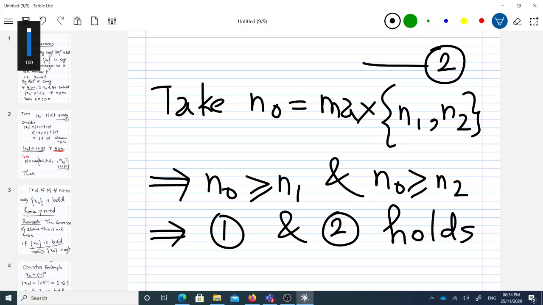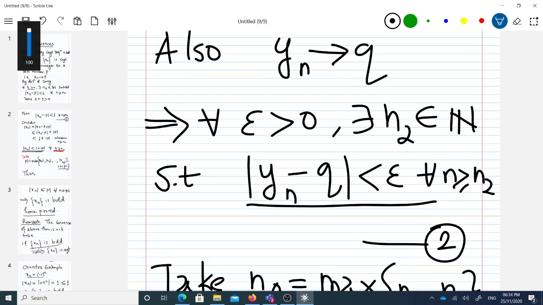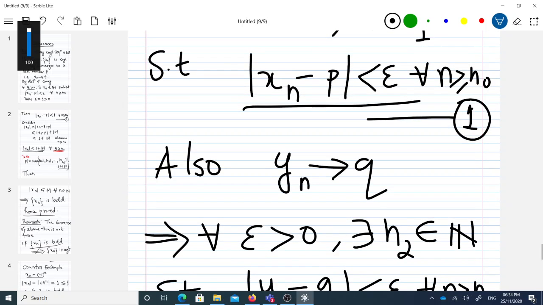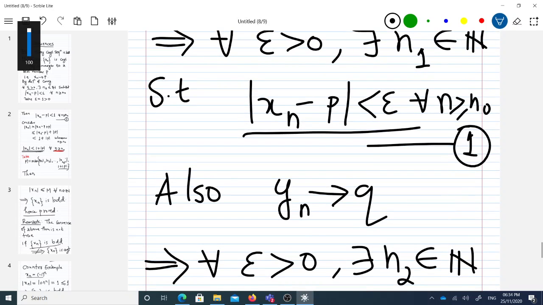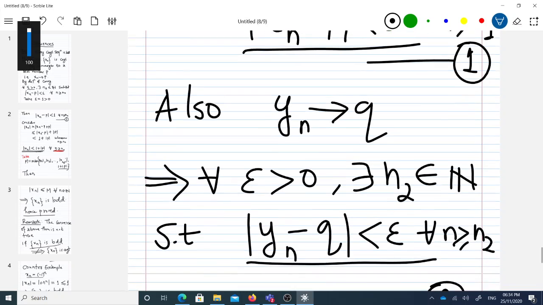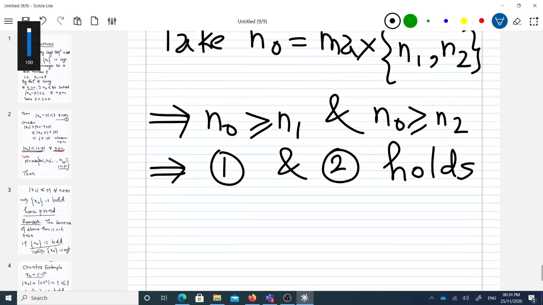So this would imply 1 and 2 hold. So n1 and n2 in 1 and 2 can be replaced by n naught. That is what it says. I have made one small mistake here. Here I wrote n1 only. So instead of n naught, I should say n1, similarly n2.